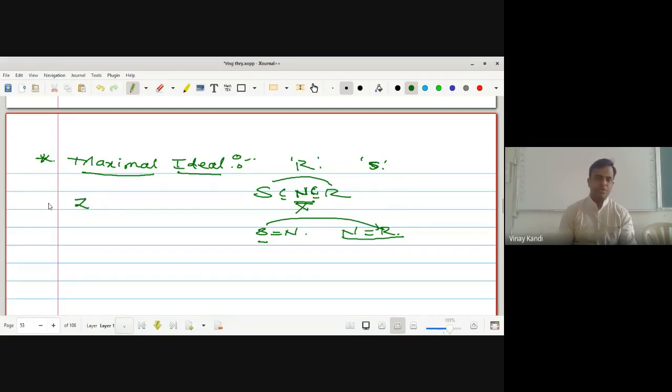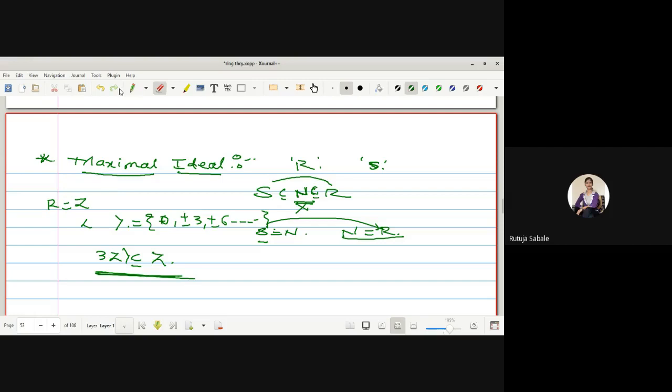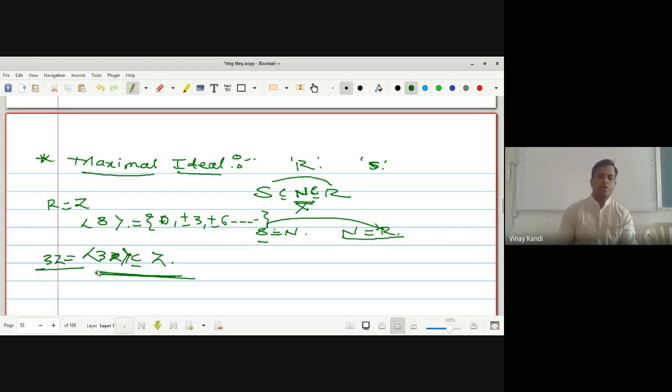For example, if R is equal to Z, the ideal generated by 3, which is 3Z, equals 0, plus minus 3, plus minus 6, and so on. So 3Z is contained in Z, and between 3Z and Z no ideal exists. Will any exist? No, sir. The ideal generated by 3 is equal to 3Z. Nothing can come properly between 3Z and Z. So look at the definition.